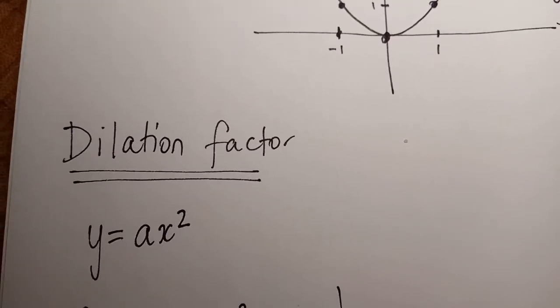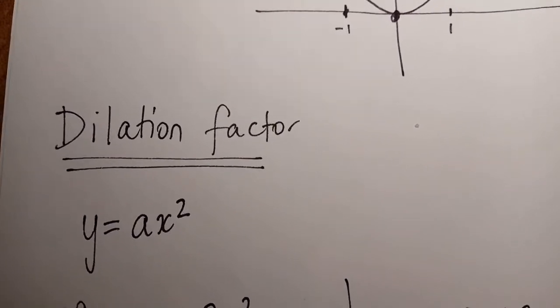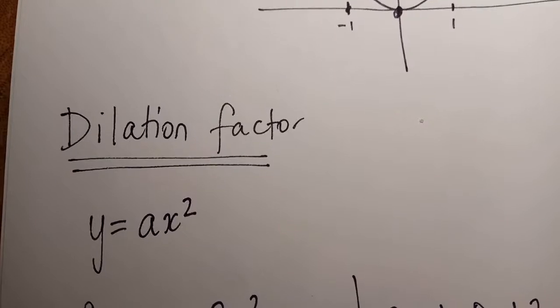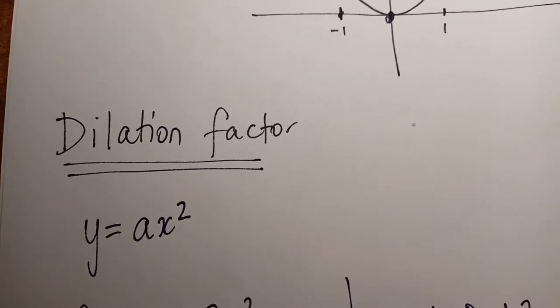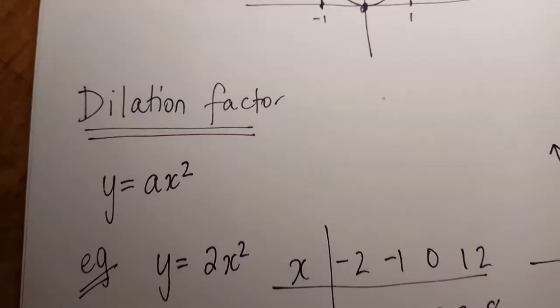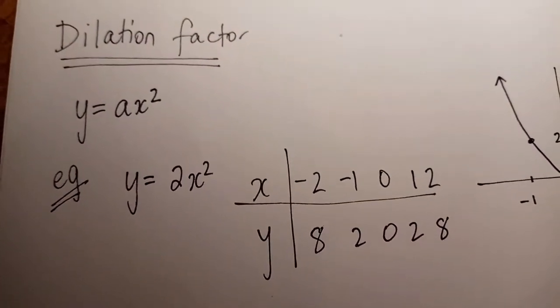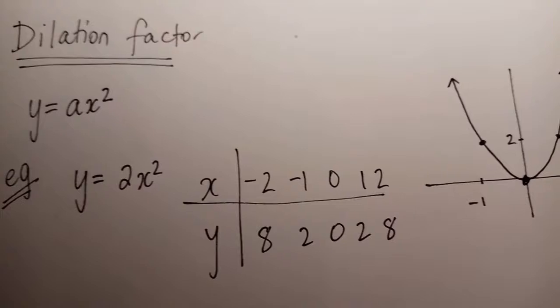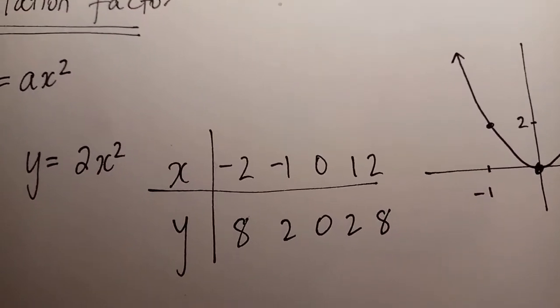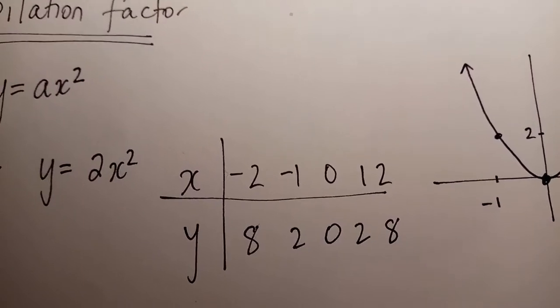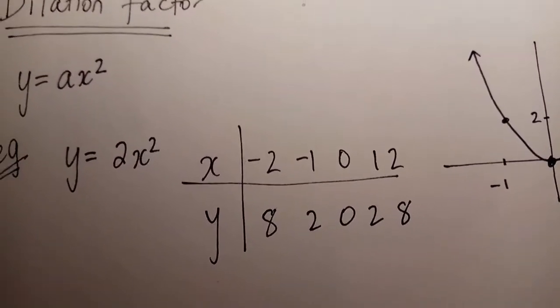Let us consider the so-called dilation factor. A dilation factor is when we add in a scalar or a multiplying factor in front of the x squared. Notice what happens in this example. If we have y equals 2x squared, and then we have a look at that in the table of values, notice that these values have increased by a factor of 2.